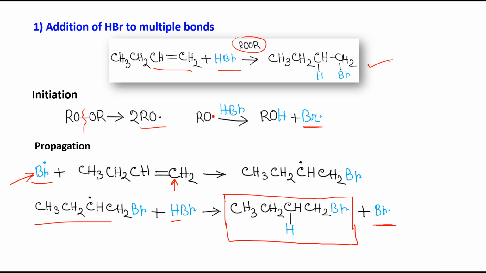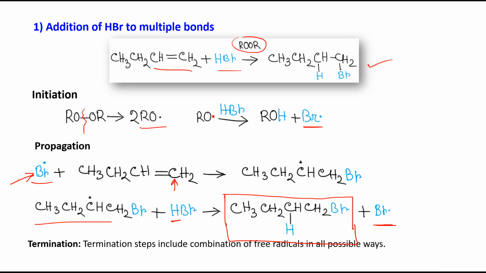That is a net reaction if you consider it in this box, and this is the mechanism. Now obviously there is a termination, but we are not focusing on that elaborately, because termination steps can be a combination of any free radicals in all possible ways. So it may be that two Br dot are connecting together, or any other two radicals are connecting together, but that is not important here. The important point is how we are getting this final product.